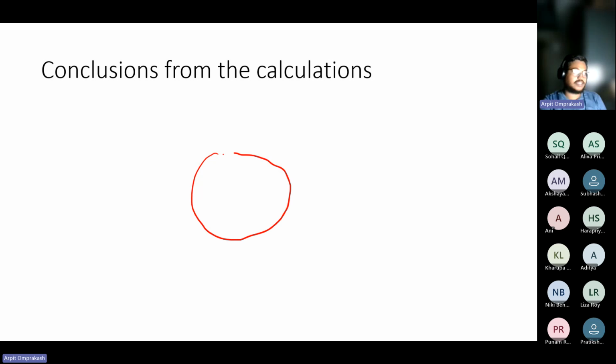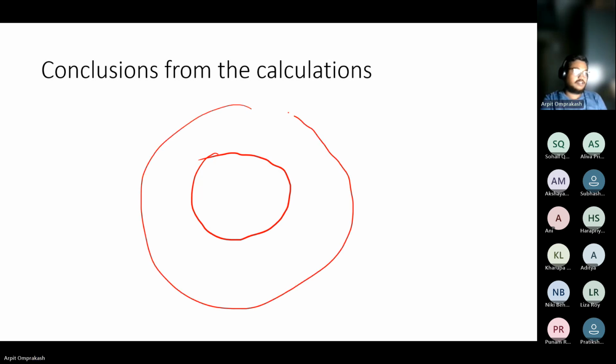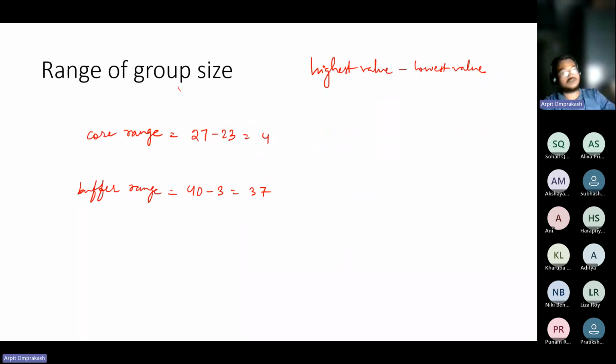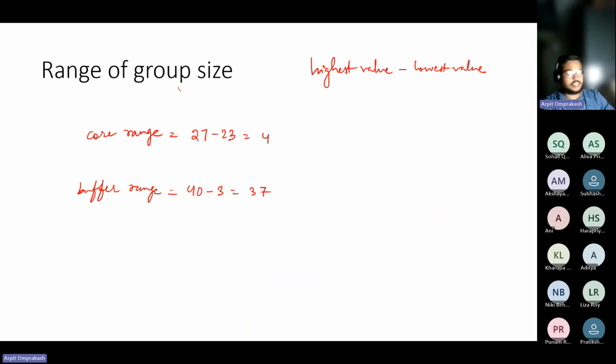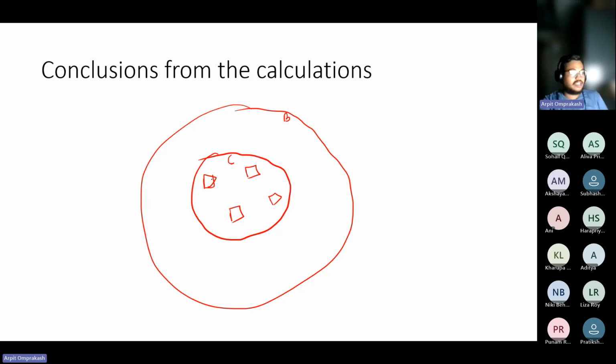So the first thing we can say, as before, is that between the core and the buffer, the core is more homogeneous because there is not a lot of variation. The range is also very low. The coefficient of variation is low, the range is low, the standard error and the standard deviation are very low. So what this basically means is that if you take samples from anywhere in the core, you will get similar values of group size. So the group size is homogeneous in the core.